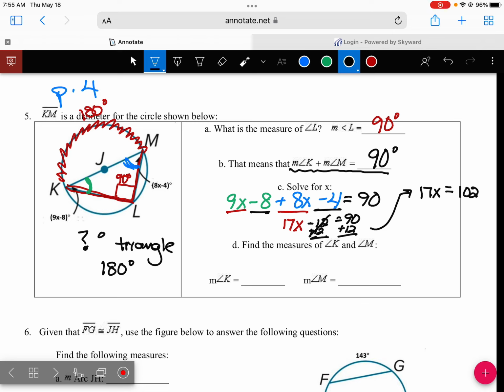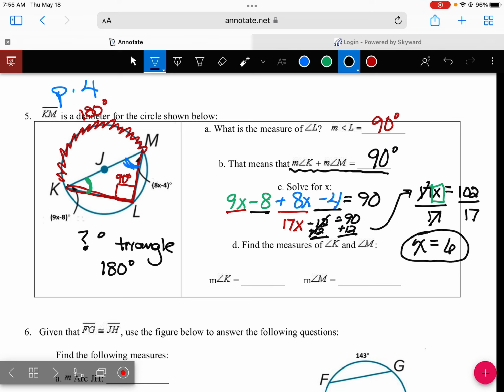I'm trying to solve for x, so I'm going to divide by 17, and hopefully someone with a calculator. What is 102 divided by 17? Looks like 6. So x is equal to 6, which answers that question.